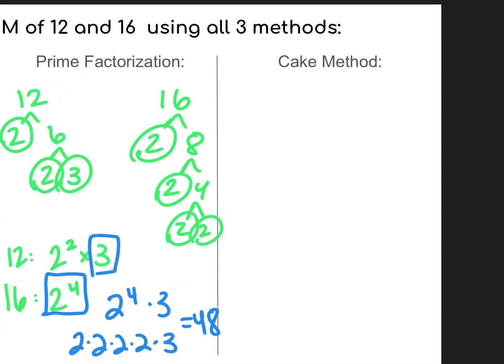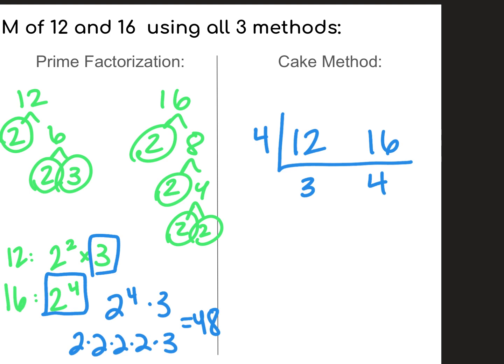Last one, the cake method. Write them next to each other. A number that they both can be divided by, I know they're both divisible by 4. 12 divided by 4 is 3. 16 divided by 4 is 4. Nothing that 4 and 3 are both divisible by other than 1, so we stop there. Take everything on the side and the bottom and multiply them together. 4 times 3 is 12. 12 times 4 is 48.